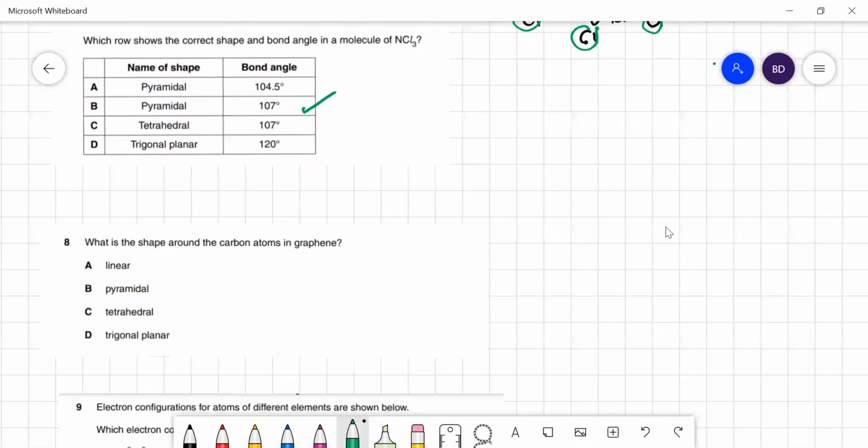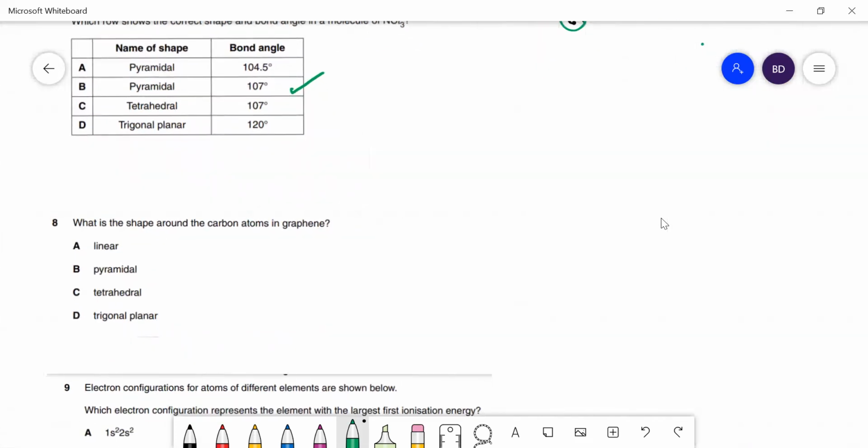What is the shape around the carbon atom in graphene? Well, the layers are completely flat and you've got hexagons, so each carbon atom at the center is right. There are 120 degree bond angles there. There are no lone pairs, so the shape is trigonal planar.